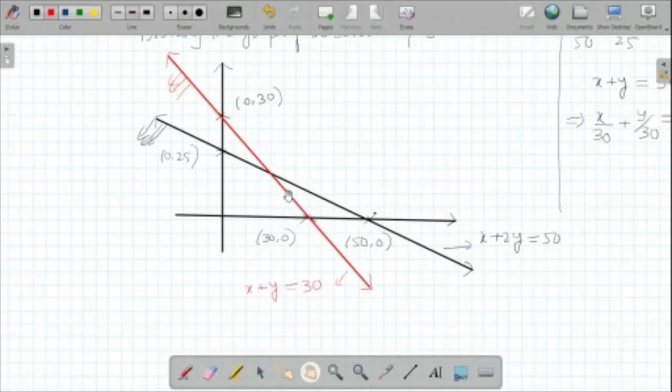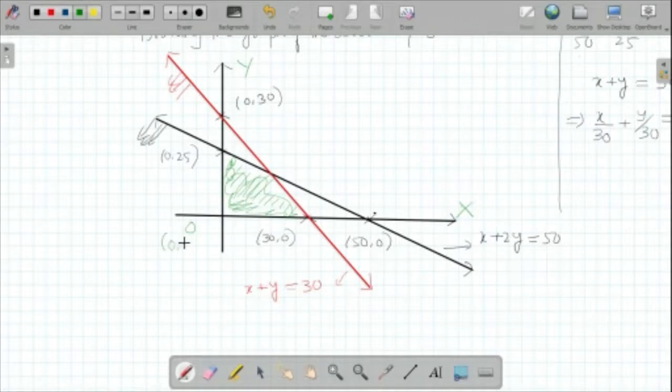That means first quadrant. So what is our common region? The red line, the black line. It should be in the first quadrant because x and y are greater than 0. That means this is our common region, so this is our feasible region.